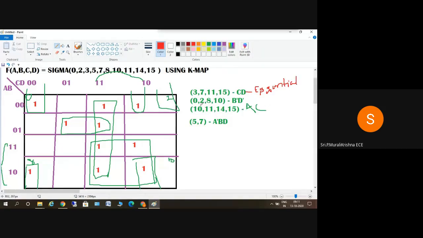And coming to 0, 2, 8, 10, 0 is only covered by this group, hence this is also essential. And coming to 10, 11, 14, 15, 10 and 14 are only covered by AC, and this is also essential.